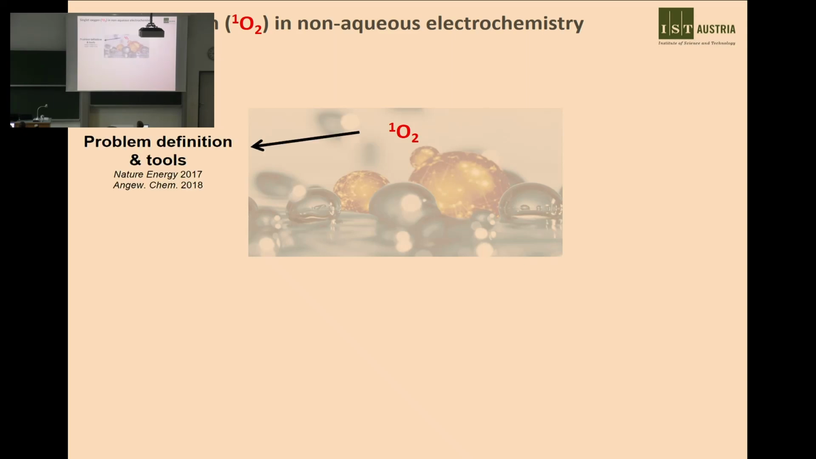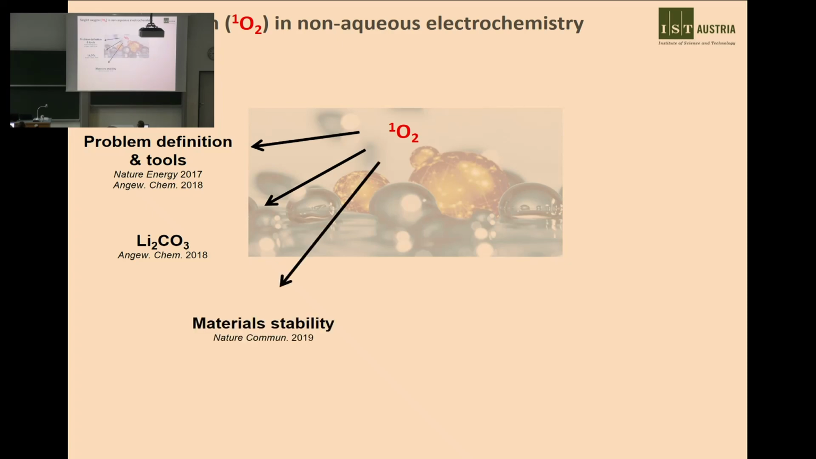So first we found that it's actually singlet oxygen that is the problem, and not superoxide or peroxide. Then we have also shown that lithium carbonate is a very dangerous agent in batteries. It's very common, but very dangerous when it comes to higher voltage cathode materials. Then material stability against this singlet oxygen. Then we have shown various types of quenchers, and how they can act.